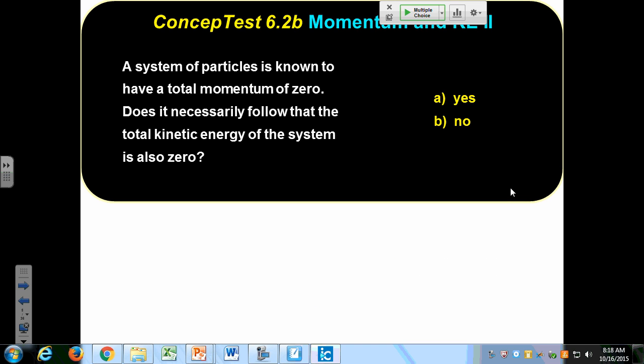B is right, because the momentum can be 0 either because the particles aren't moving or because they're moving with equal momenta in opposite directions. And then that total momentum would equal 0. They would add up because they're vector quantities.